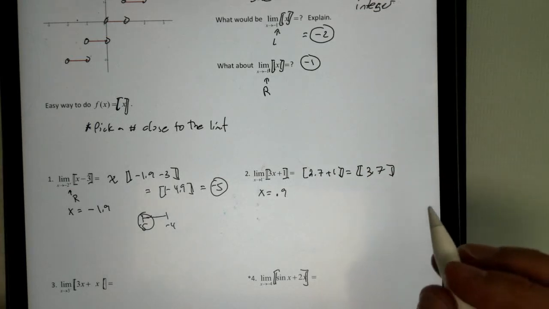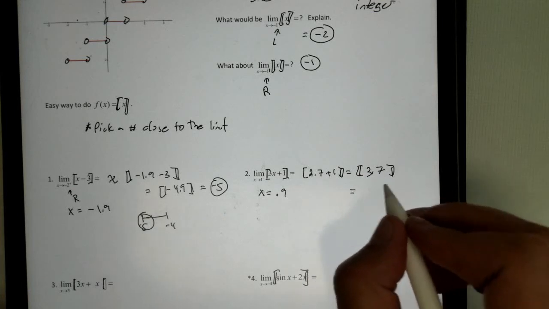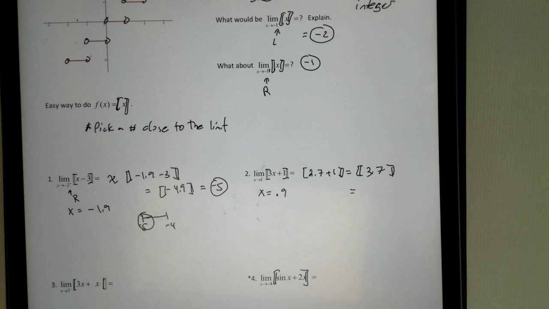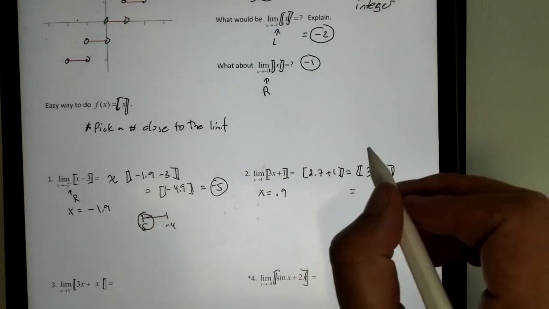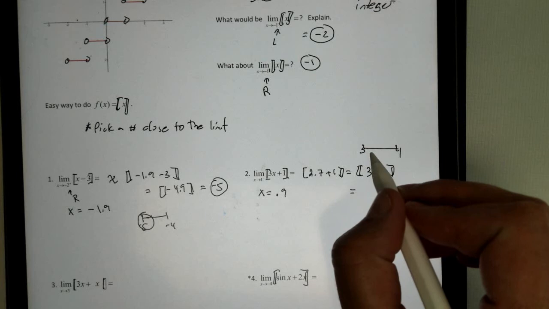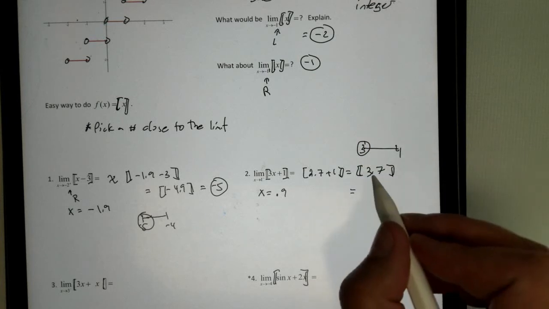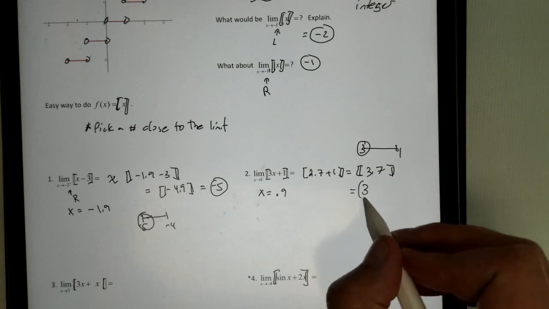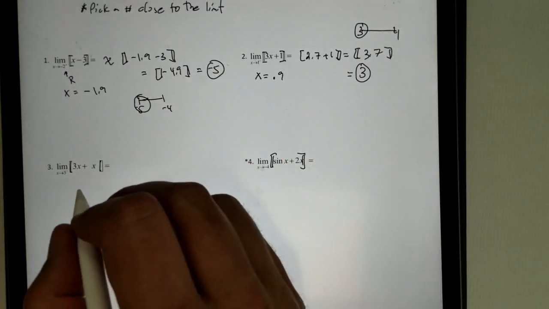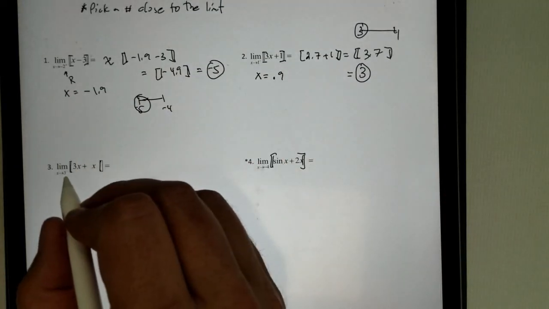Real quickly, remember, 3.7 is between 3 and 4. Since we're between 3 and 4, what's the smaller value? Obviously 3. So this is going to become 3 right there. Now let's go and try a couple more here. Ready?